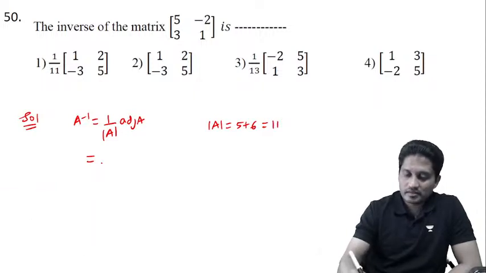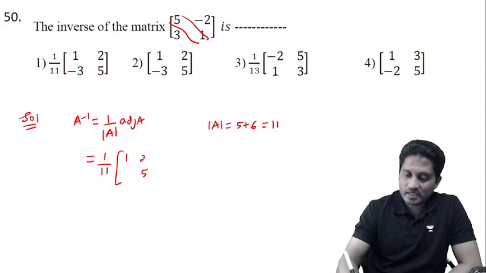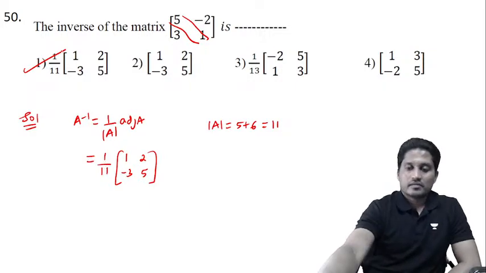This is 11. Adjoint will be equal to interchange the diagonal elements. This is 1, 5. Change the sign of other elements, 2 and minus 3. Right, answer is option A. Question number 51.